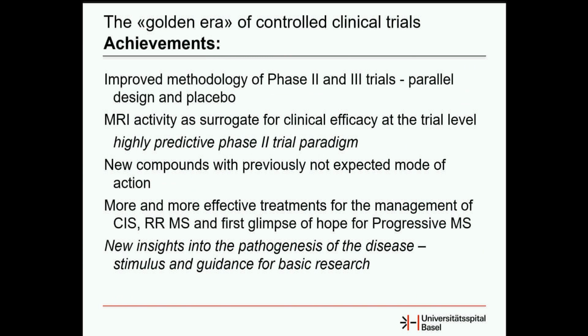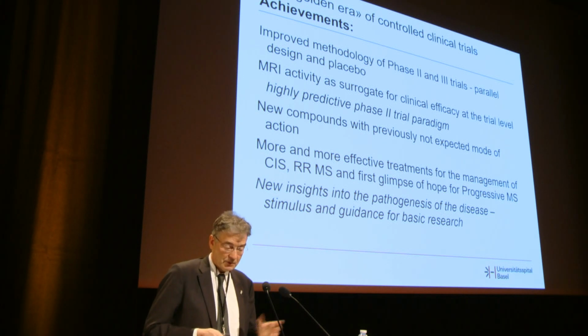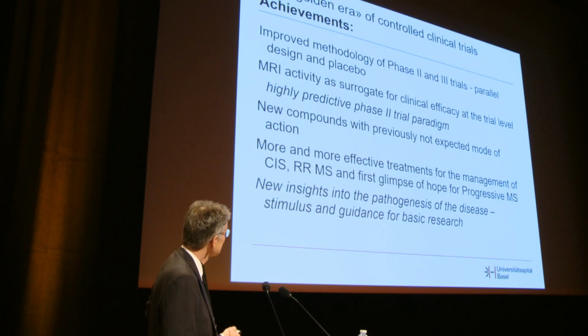So we can say that we have had an era with improved methodology of phase 2 and 3 trials, with a parallel design and placebo control. MRI activity was shown, and this was spearheaded by David, also with this common initiative and guidelines in 1990, where he was the first author from Magnims, proposing the frequent MRI paradigm for testing new therapies in multiple sclerosis. And we were lucky enough that this paradigm was really highly predictive of what would then happen in phase 3 studies, and also with a real effect on clinical outcomes.